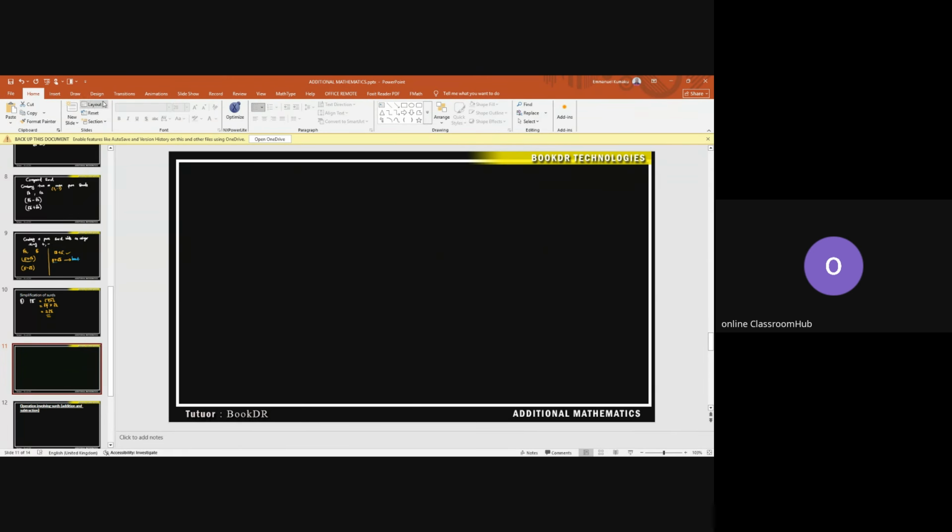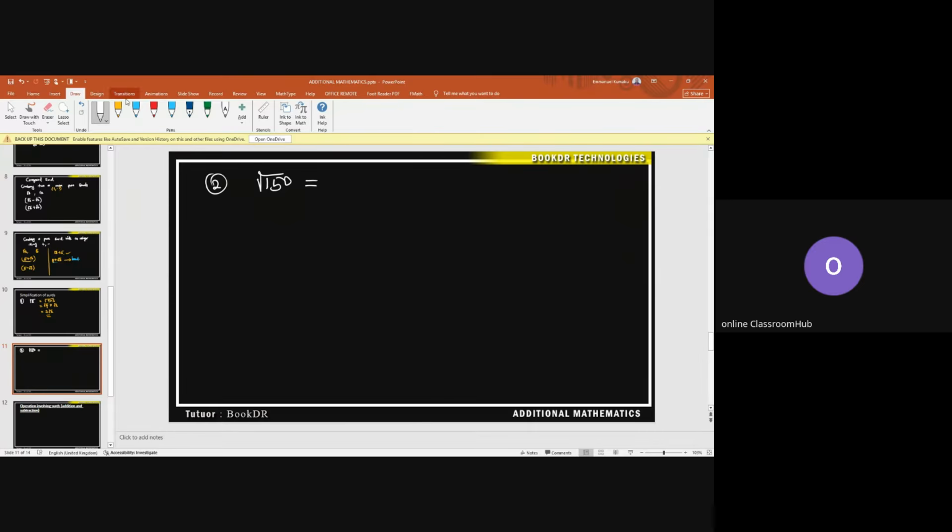Example 2. The square root of 150. So we have to express that as a product of two numbers, where one is a perfect square. Who can give me two pairs of numbers that will multiply to give us 150, of which one is a perfect square?